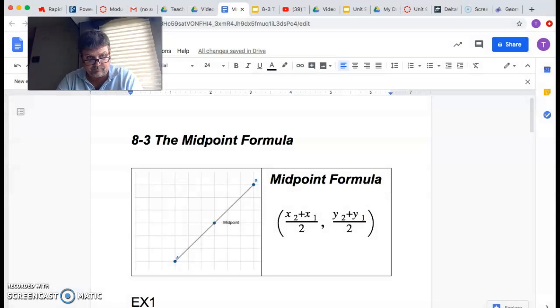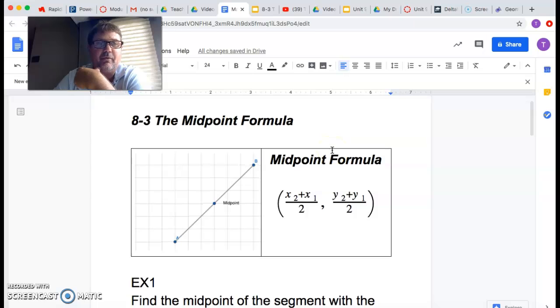Now, the first thing I've got for you, this is 8.3, midpoint formula, and what the midpoint is talking about is the midpoint of a line segment. Right? A line segment's different than a line. If this thing had arrows on the ends, it would not be a segment. There would not be a midpoint. Right? You can't find the midpoint of something infinitely long.